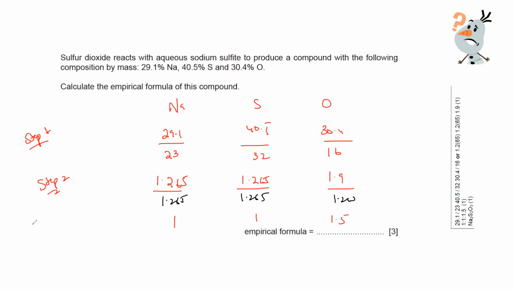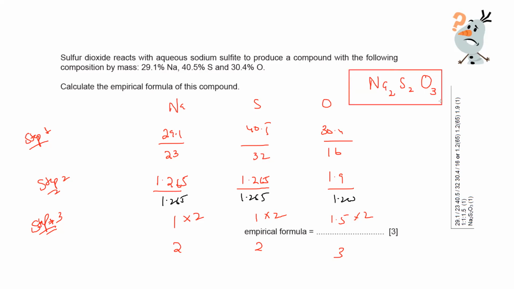Step 3 is we have to make the simplest ratio in whole numbers. If one of the values is 1.5, 2.5, or 3.5, we multiply all of them by 2. When we multiply all of them by 2, it will be 2 sodium, 2 sulfur and 3 oxygen. So what is the empirical formula of this compound? This compound contained 2 sodium, 2 sulfur and 3 oxygen. So the formula will be Na2S2O3. Is it clear?